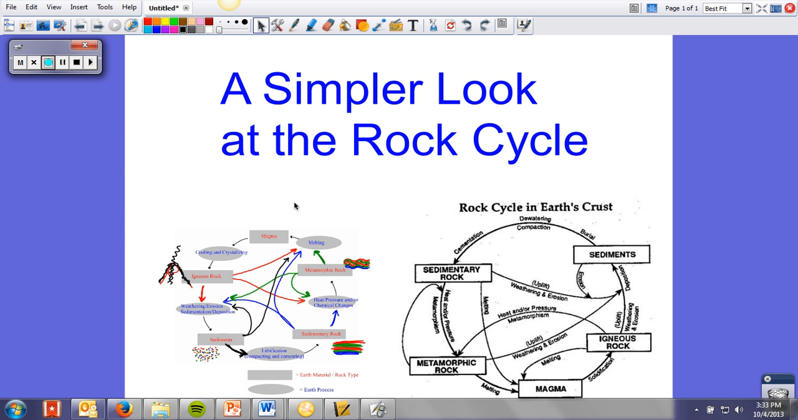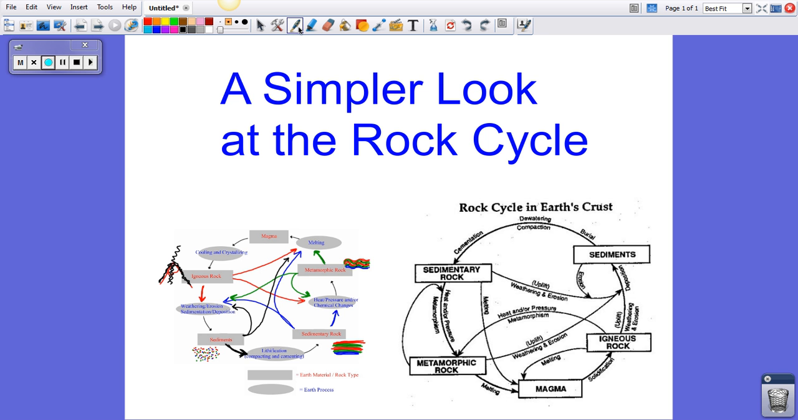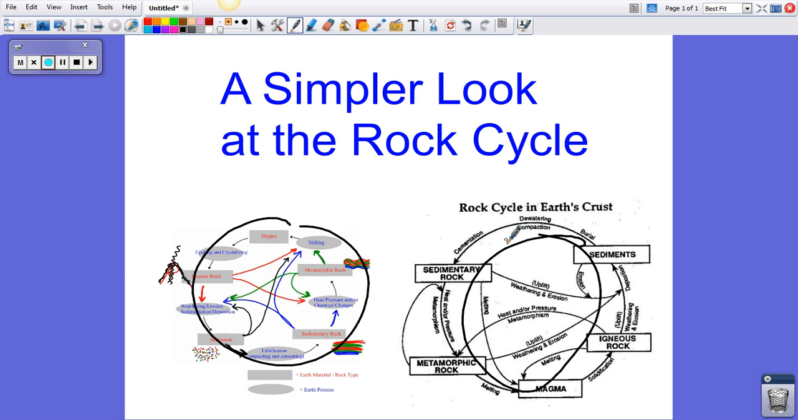All right, we're going to take a simple look at the rock cycle. Usually when you see the rock cycle in textbooks, it looks something like one of these two diagrams, which are just overly confusing. It really does not need to be that way. So I'm going to simplify this.